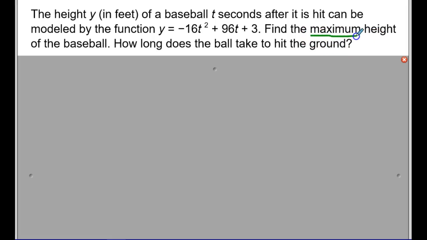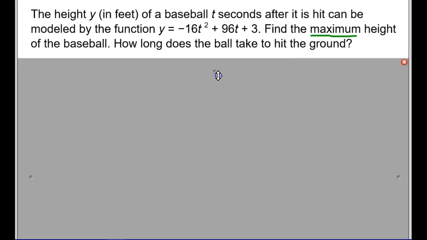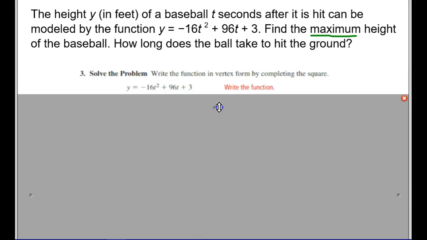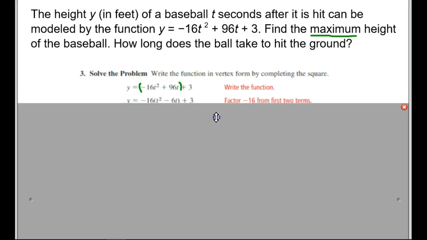Ooh, maximum is a word we need to know because that's going to be my vertex. And then I'm asked, how long does it take the ball to hit the ground? So first let's find the vertex. I want to write this in vertex form, so I write my function. And I know that I'm only really going to be dealing with these 2 values right now.